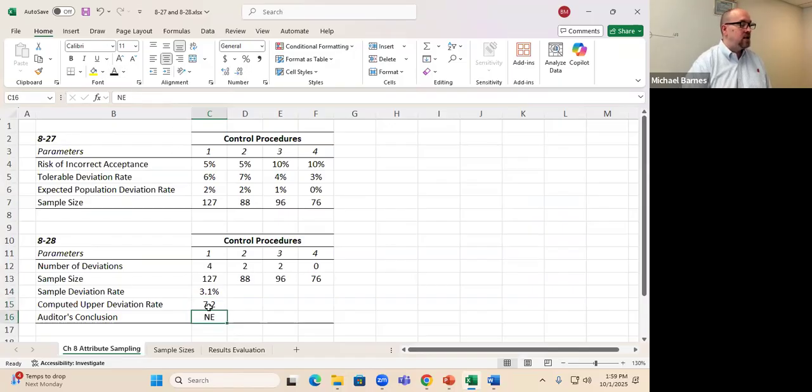Basically, we're saying that there's a possibility that we could have as many as 7.2% failures in the population. That is too great for my 6% tolerance. All right. Now, the sample deviation rate calculation is pretty straightforward. I don't expect anybody to have trouble with that. The computed upper deviation rate is basically the same as what we just did before.